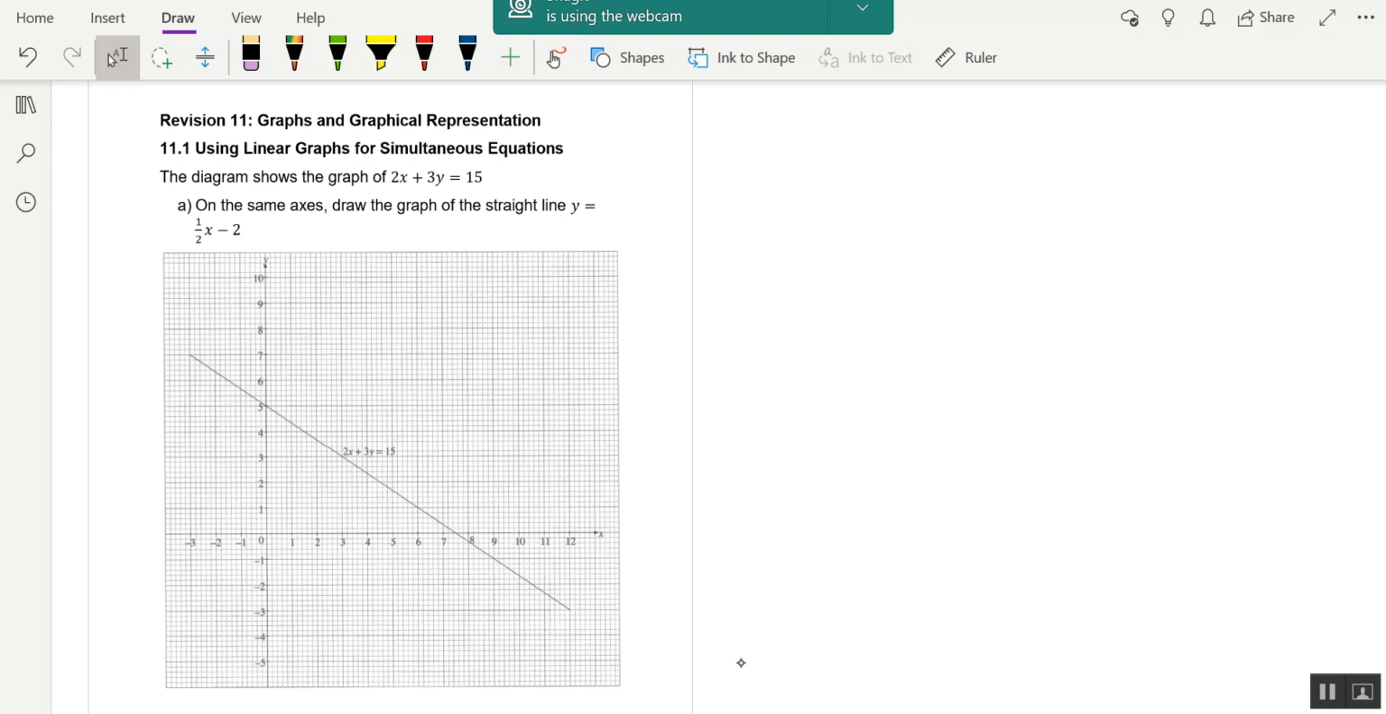There are three ways to do simultaneous equations. The first and the second are the elimination and substitution methods. These are called algebraic methods. And the third one is called the graphical method.